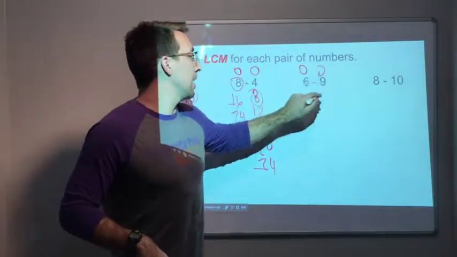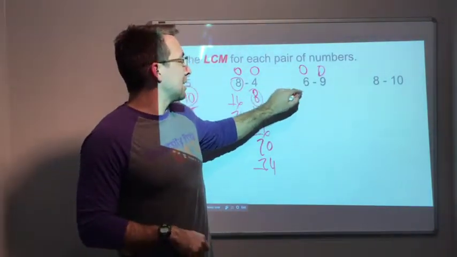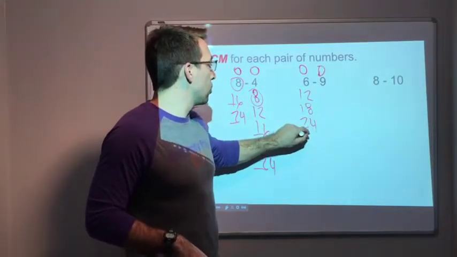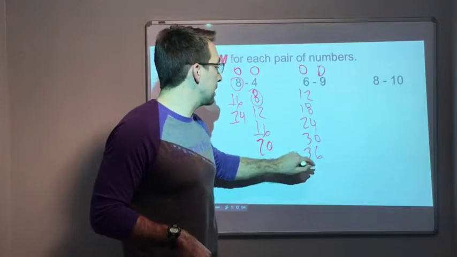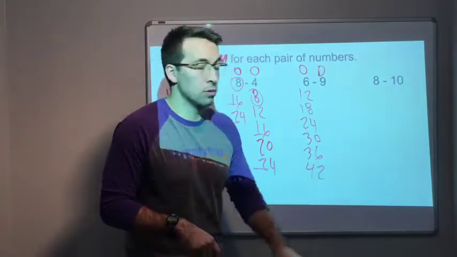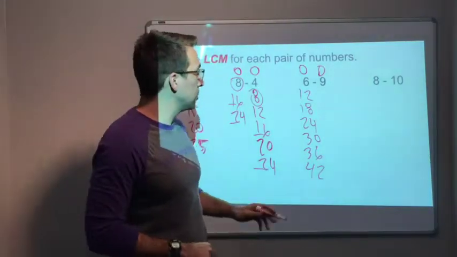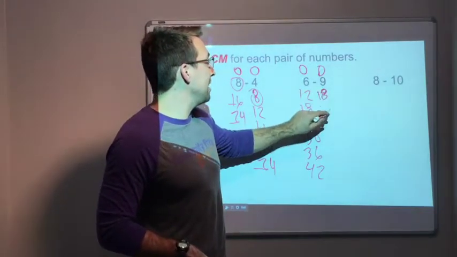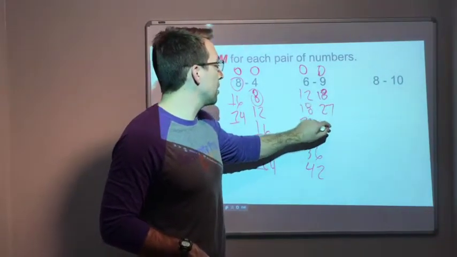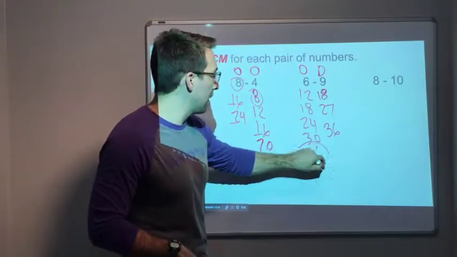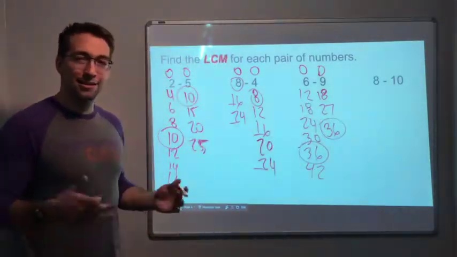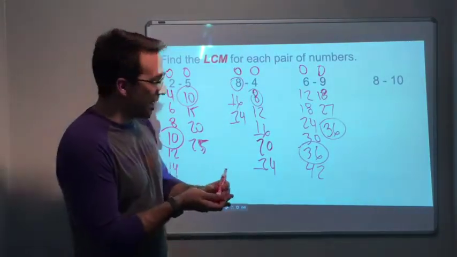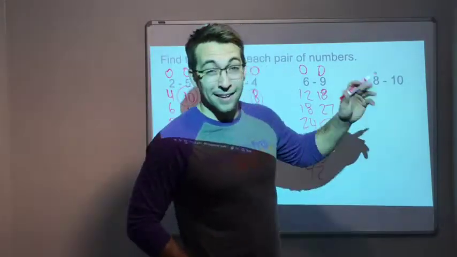6 and 9, okay. 0, 6, 12, 18, 24, 30, 36, 42. All right, we'll just keep going. 0, 9, 18, 27, 36. 36. It's awesome. That's way cool.